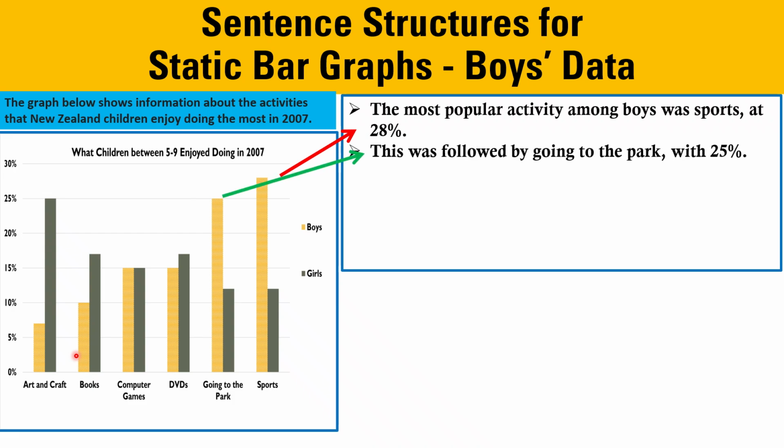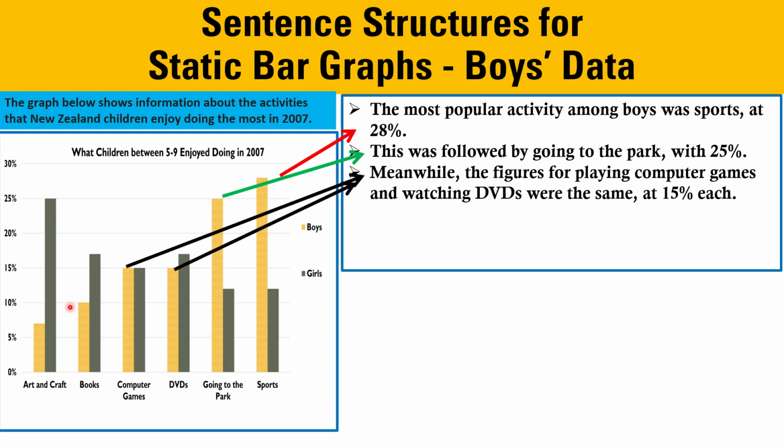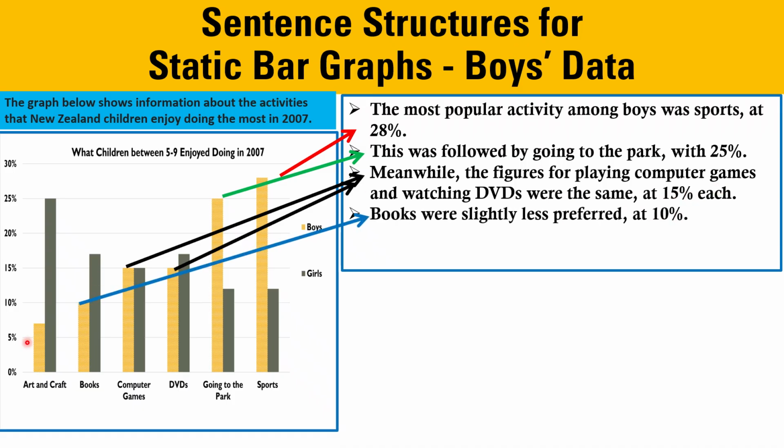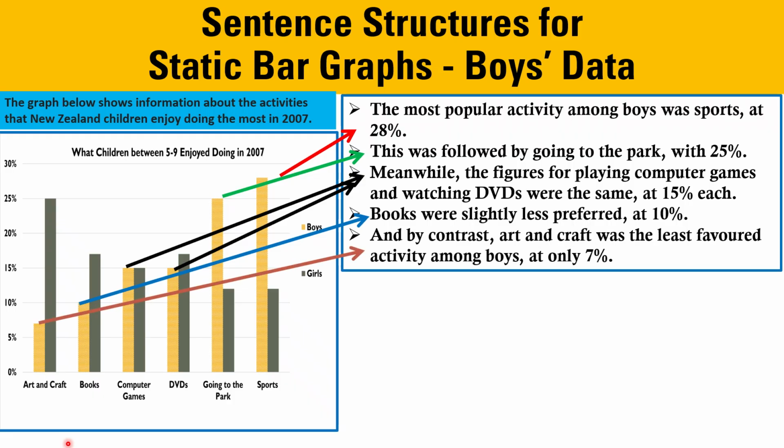Then we move logically to the next, going to the park with 25%. For the middle values, we show equality, playing computer games and watching DVDs, both at 15%. Next, we highlight a small difference using a comparative phrase. Books were slightly less preferred at 10%. And finally, we end with a superlative for the lowest category, art and craft, at only 7%.